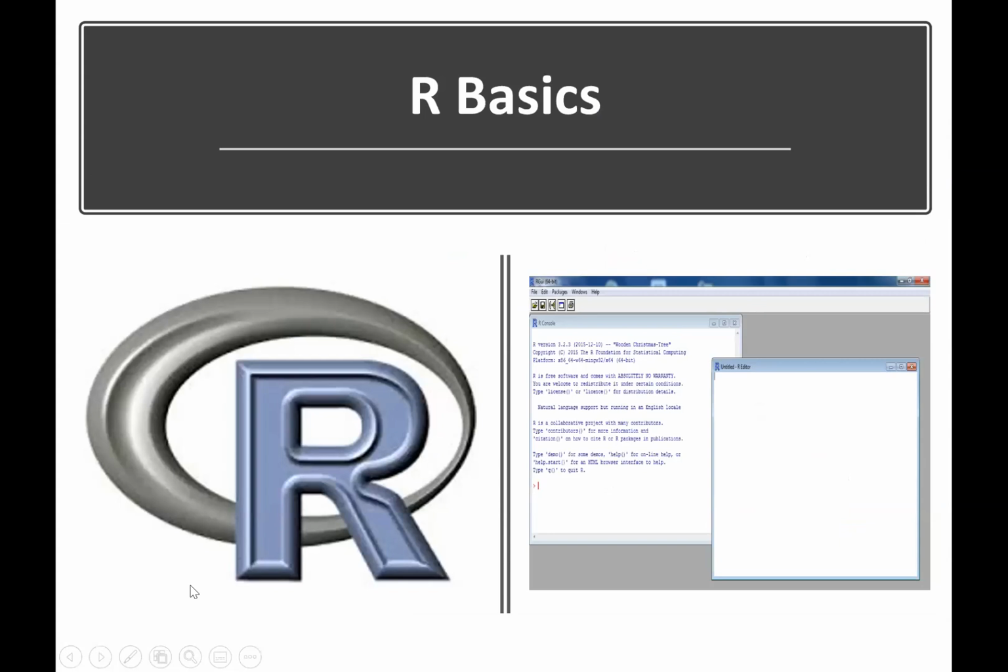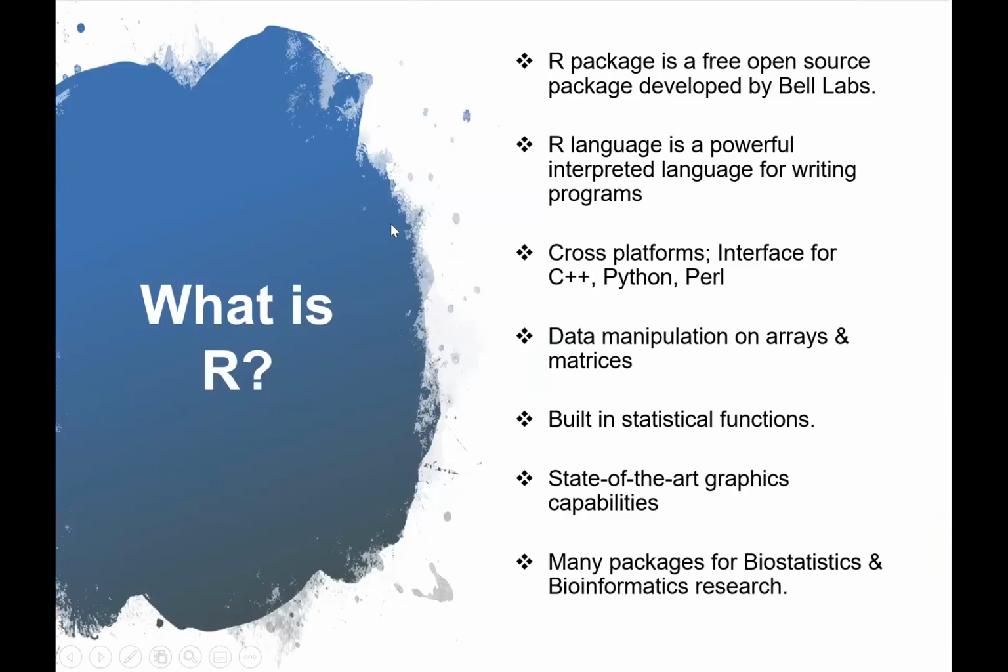Okay, in the second part, I will talk about what R is. R is a free, open source package, so everyone can download it. It was developed earlier by Bell Labs. This is actually a very powerful package. Many biologists use it for statistical analysis, but it's also a programming language that we can use to write scripts. It crosses platforms.